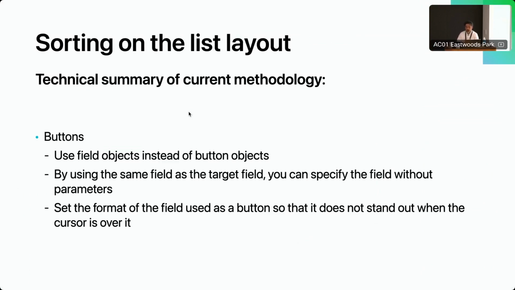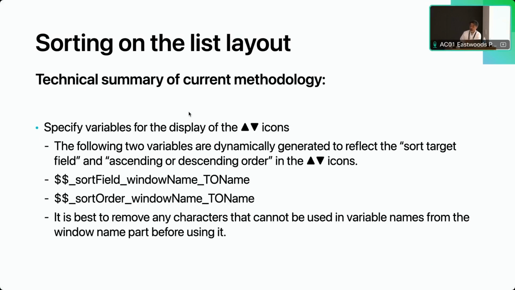So the technical summary of the current methodology is to use field objects instead of button objects. And by using the same field as the target field, you can specify the field without parameters. Set the format of the field used as a button. And make variables for the display of the indicator icons by a set of fields and transparent icons divided by a field object of the same field. And sometimes mix the color of conditional formatting to indicate.